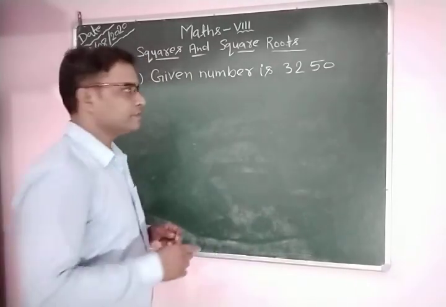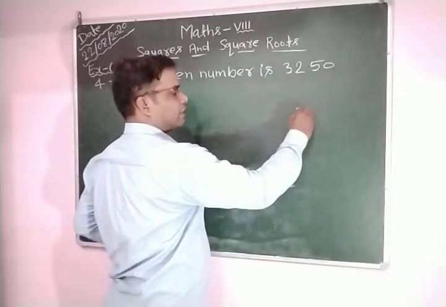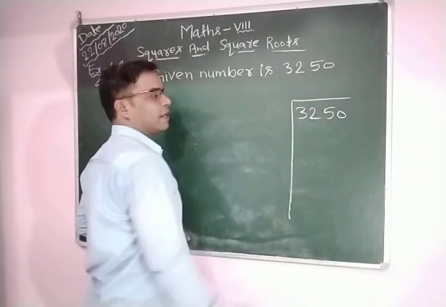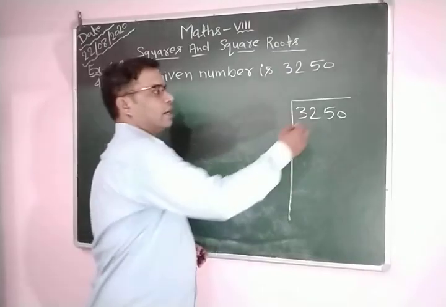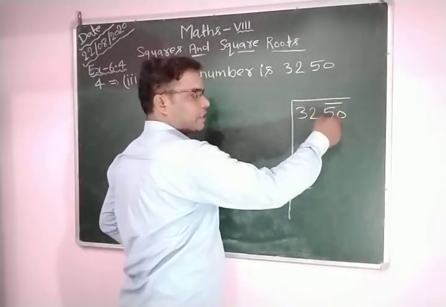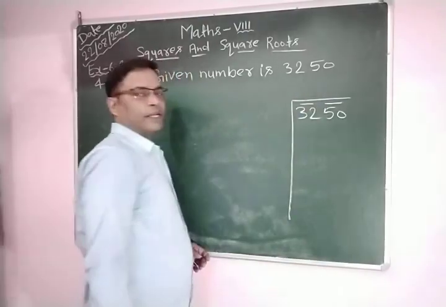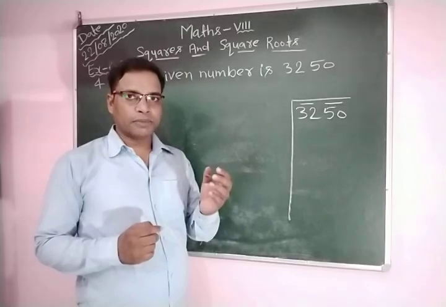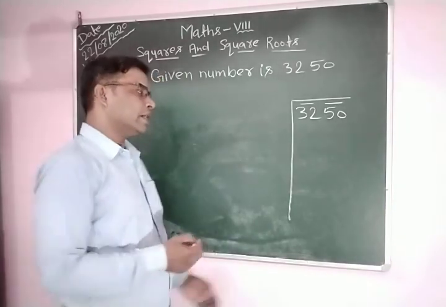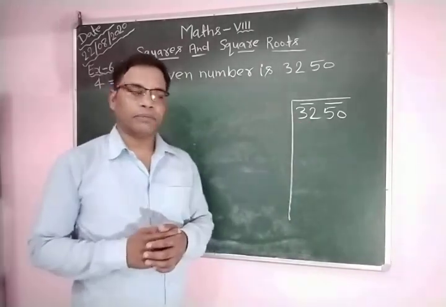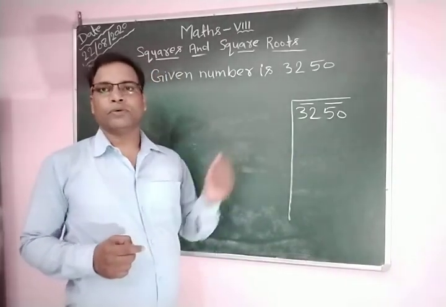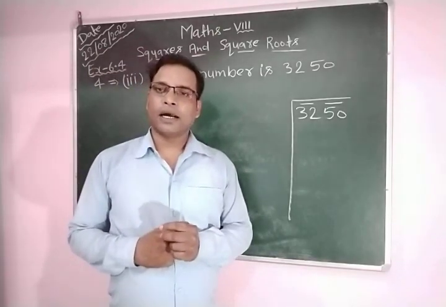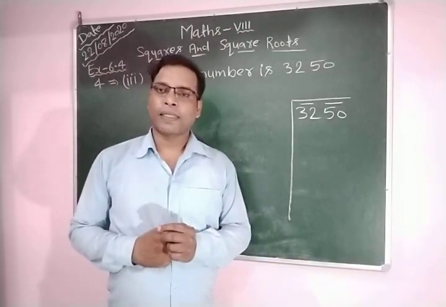Okay, so let's see. This number is 3250. You can write it here like that. After this, this is the first pair, this is the second pair. We place a bar over each pair of digits from right to left, and first we take the extreme left number. The extreme left number is 32. So we select the number whose square is less than or equal to 32.